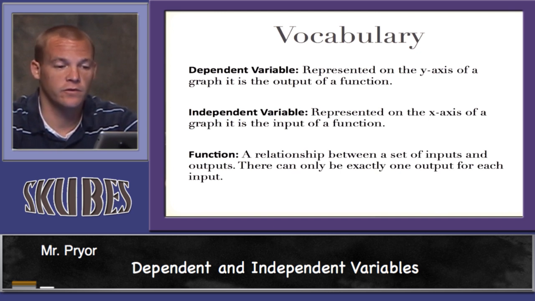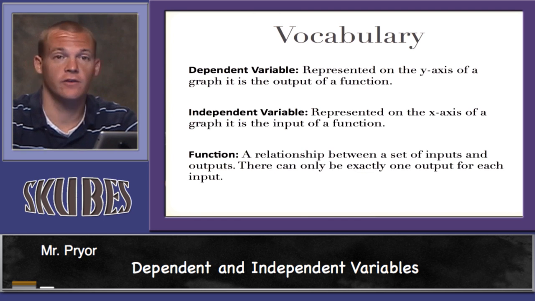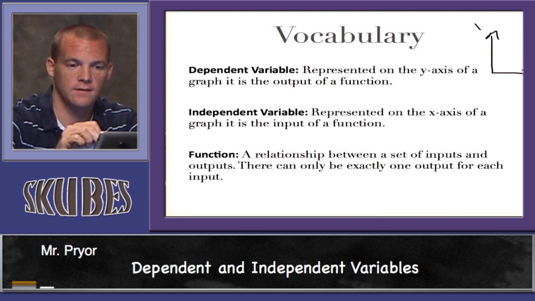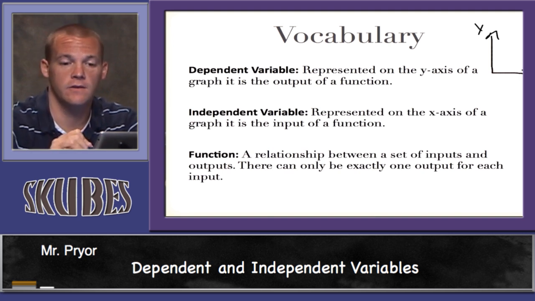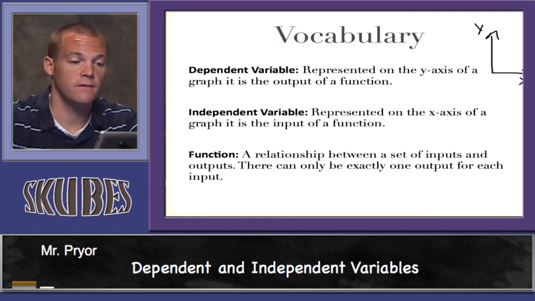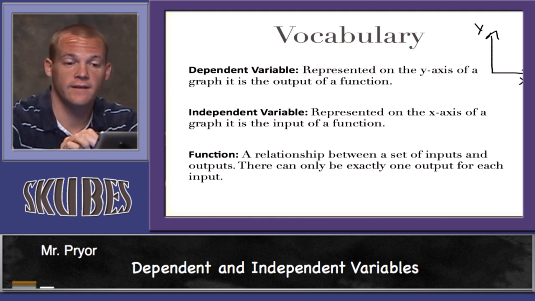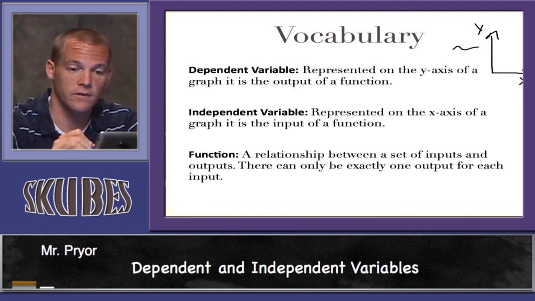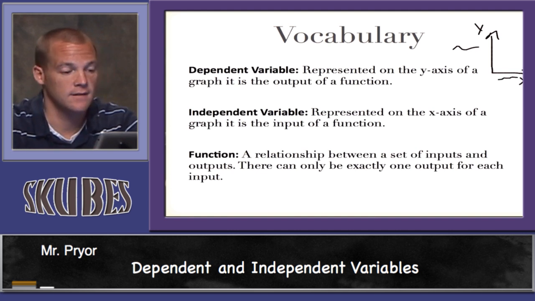First of all, a dependent variable is represented on the y-axis of a graph. So if we're talking about an x and y-axis, the y-axis is your vertical axis, and then your x-axis is your horizontal. The dependent variable is always represented on the y side, right here. And when you're looking at graphing, the independent variable is always down here along the x-axis.